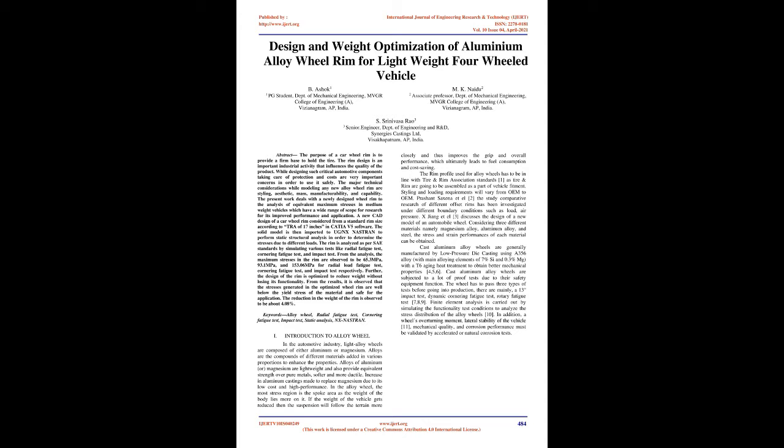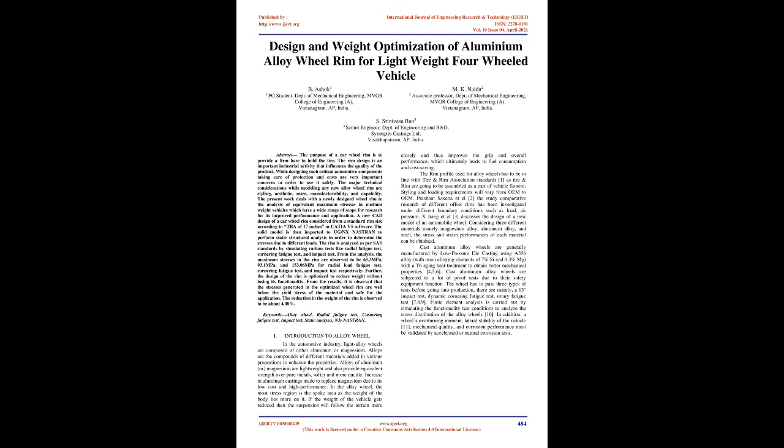Keywords: alloy wheel, radial fatigue test, cornering fatigue test, impact test, static analysis, NX NASTRAN. Introduction to alloy wheel. In the automotive industry, light alloy wheels are composed of either aluminum or magnesium. Alloys are the compounds of different materials added in various proportions to enhance the properties. Alloys of aluminum or magnesium are lightweight and also provide equivalent strength over pure metals, which are softer and more ductile. Aluminum castings are increasingly made to replace magnesium due to their low cost and high performance.